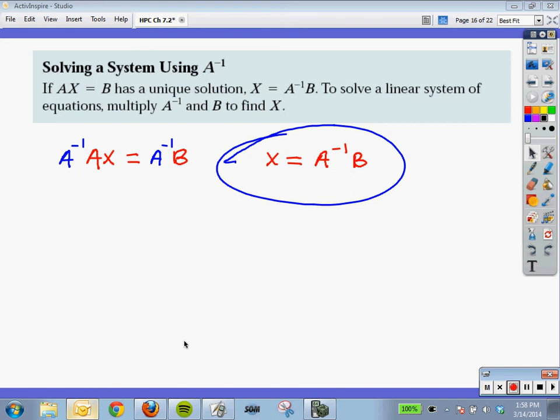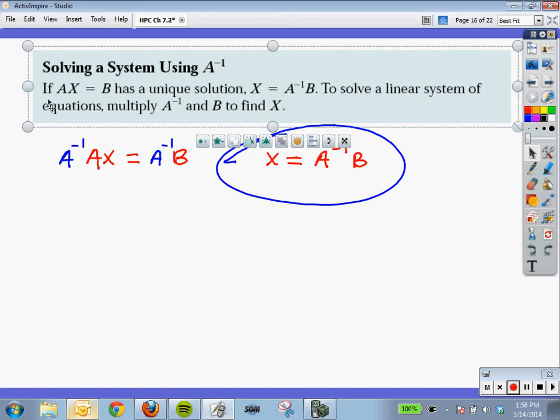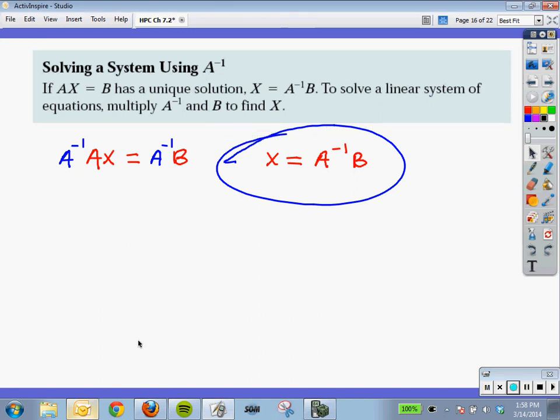Okay, so you guys, today we're going to use the inverse matrix in order to solve a system of equations. What we have here is if matrix A times matrix X is equal to matrix B, and this has a unique solution, so if this actually has a solution, then X is equal to the inverse of A times B. So we're going to use these two ideas, AX equals B and X equals the inverse of A times B, to solve a system of linear equations.